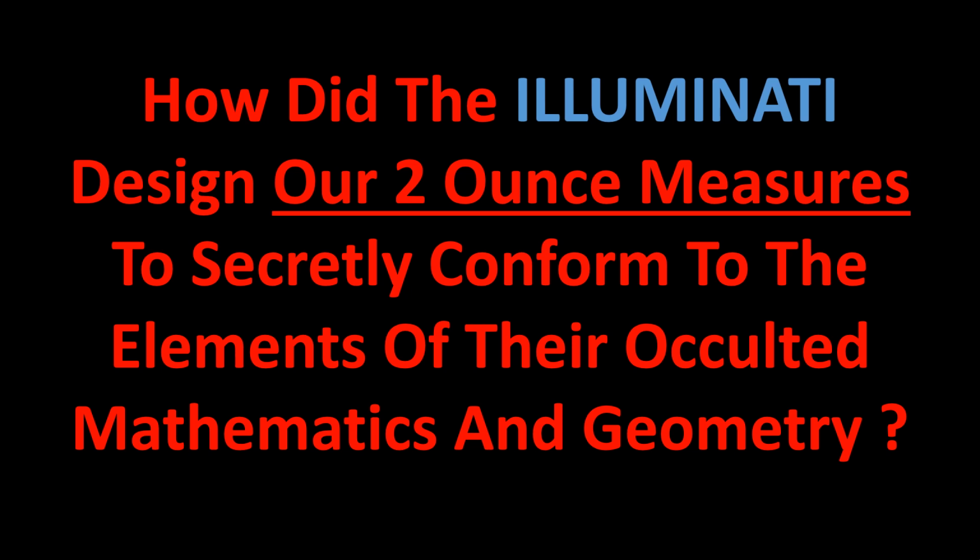It is true, the Illuminati, or by whatever name you want to call them, did indeed design our two very different ounce measures. They used the same secret geometry that they used to design literally all of humanity's systems of weights and measures, those from ancient times to present day. Introducing the viewers to some of the abundant evidence for this assertion is the purpose of this video.